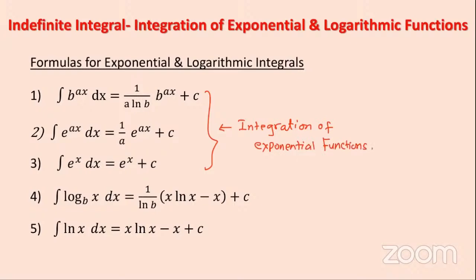Now the last 2 are the formulas for the integration of logarithmic functions. This is the general log function, log with base b of x, and that is equal to 1 over natural log b, which comes from the base change formula. And then integration of natural log x will be x log x minus x plus c. That's the 5th one. So these 2 are the integration formulas for logarithmic functions.